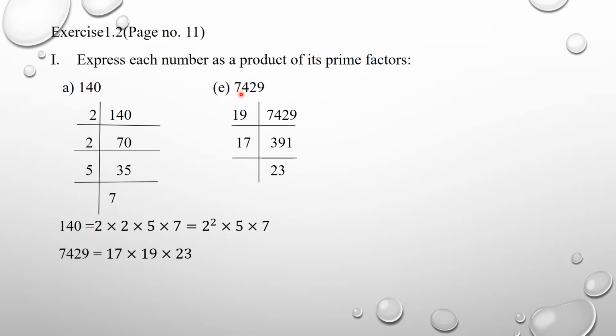Similarly, 7429, when it is divided by 19, we get 391. 391, when it is divided by 17, we get 23. Since 23 is a prime number, we can stop there, and 7429 can be written as 17 into 19 into 23.